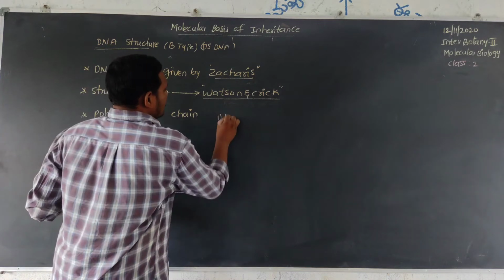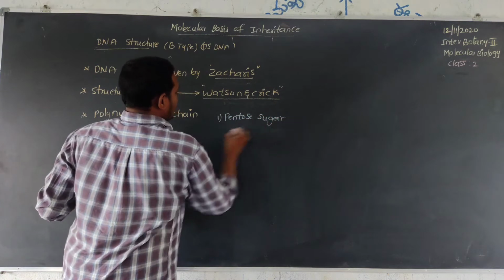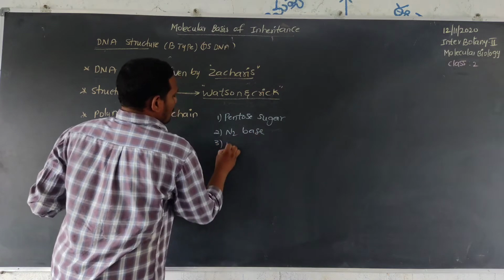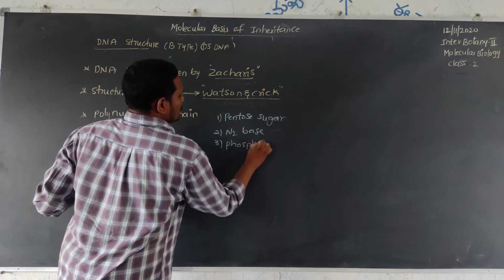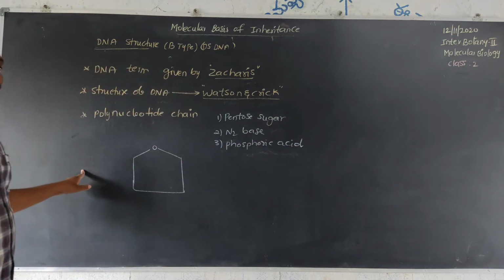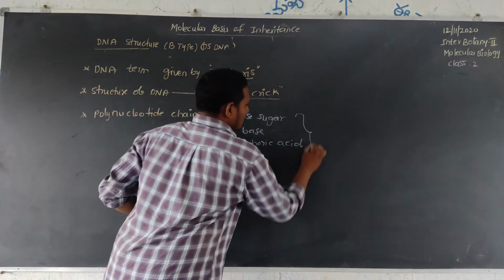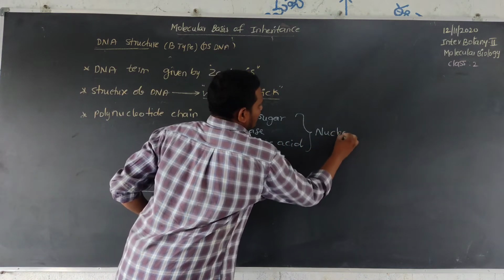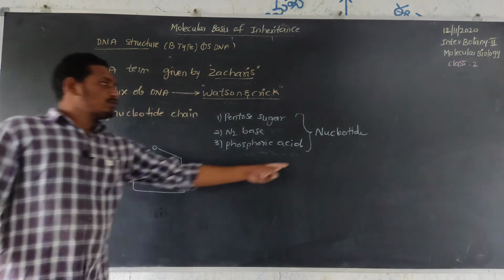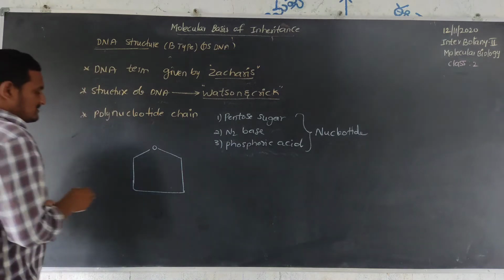One is pentose sugar, second is nitrogen base, and the third one is phosphoric acid. These three things make up one nucleotide. So these single nucleotides are joined together to form a DNA structure.